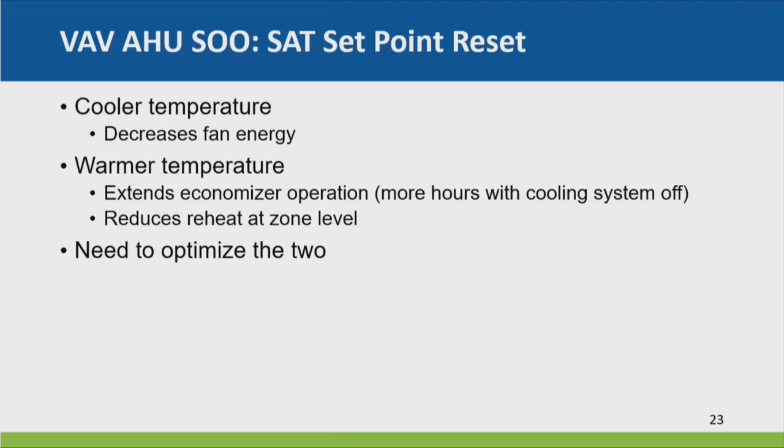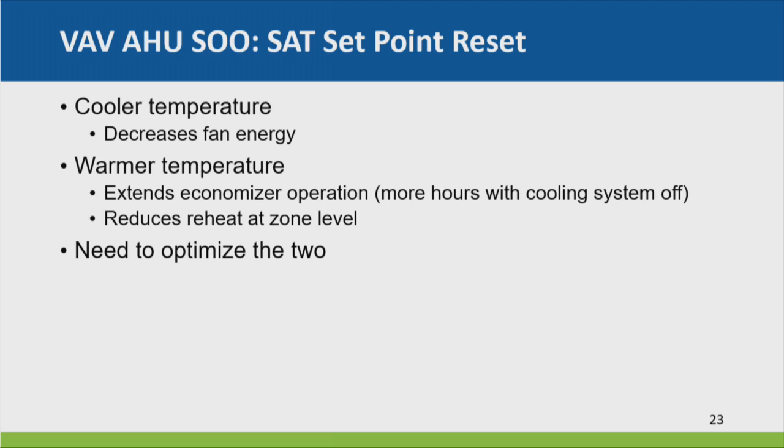All right, so now I'm going to talk about another sequence, which is supply air temperature reset. So again, this is a VAV system. If you make the air colder, then all the zones that are in cooling need less air, so my fan energy goes down. That's good. But sometimes I can end up doing more reheat, and I lose my economizer capability. So if I make the air warmer, just as warm as it needs to be, I can extend my economizer's capability of delivering 100% of the load. And I can reduce reheat at the zone level. So you have this balance.